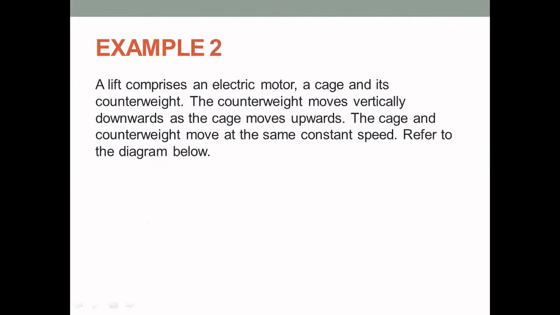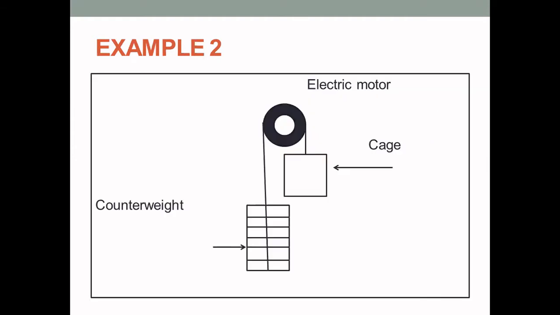Okay, let's go back to the questions. We're done with that one. Example number 2. A lift comprises an electric motor, a cage, and its counterweight. The counterweight moves vertically downwards as the cage moves upwards. The cage and the counterweight move at the same constant speed. Refer to the diagram below. You can see we have a motor, and there we have the counterweight, and we have a cage on the other side.